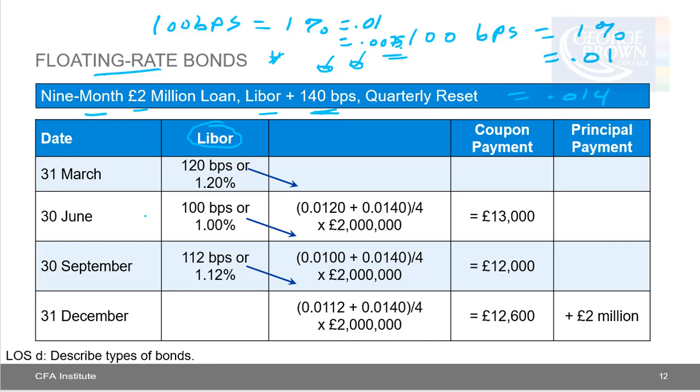So you can see here, when we're looking at the 30th of June payment on this loan, the rate that we're using is coming from the beginning of the period. So we've got March, April, May, June. So the coupon payment here is using the rate from March, okay? So you can see LIBOR, which was 1.2%, plus 140 basis points. We're dividing by 4 because it's a quarterly payment, and that's how we come up with the coupon payment.